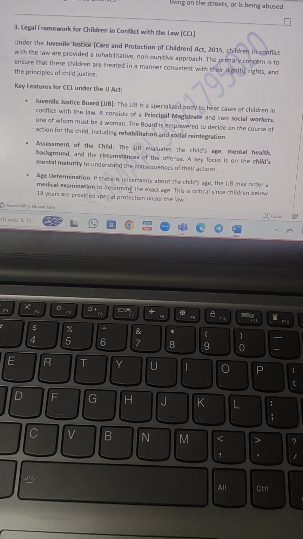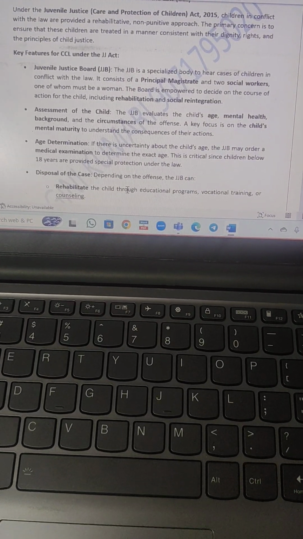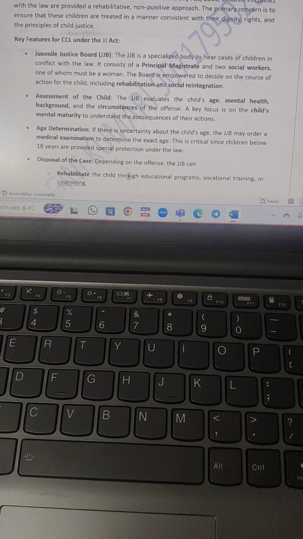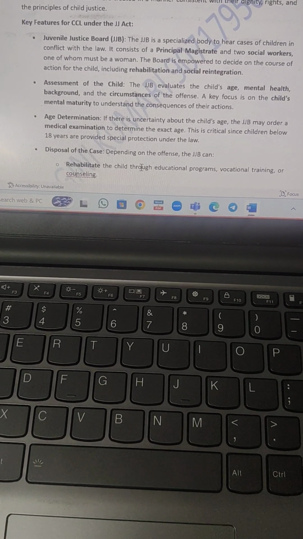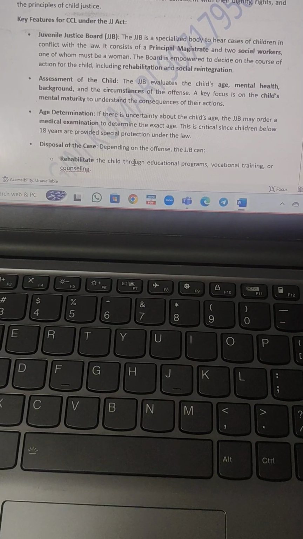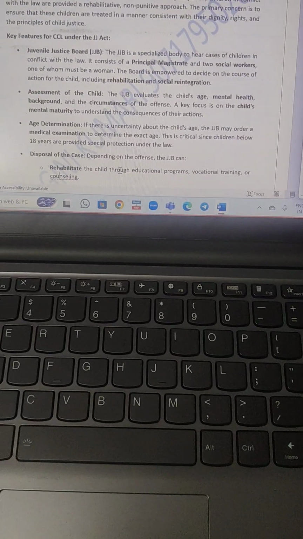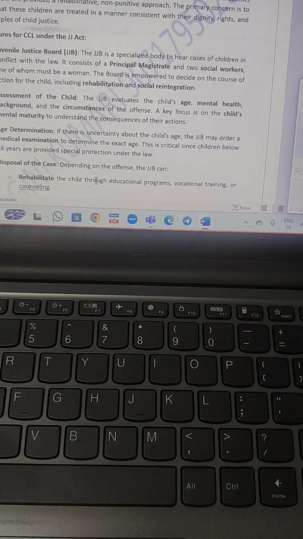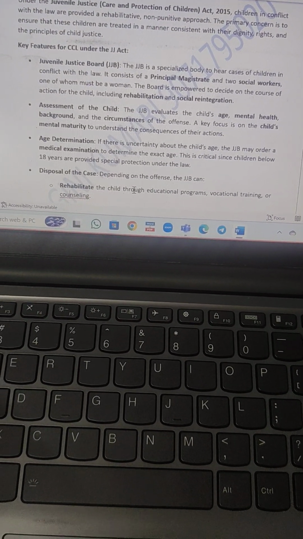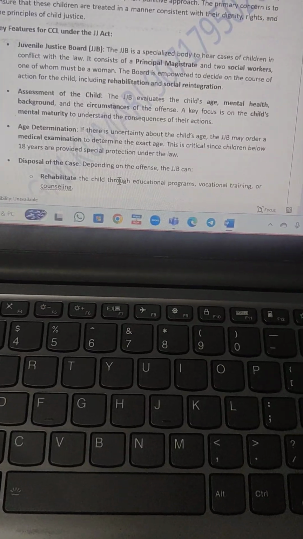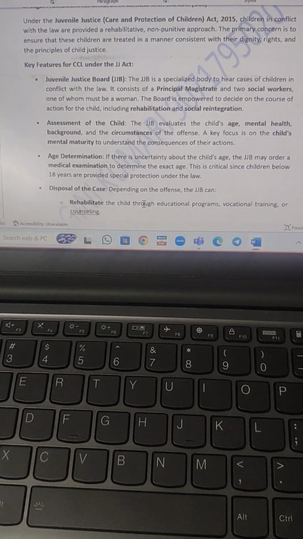Now, Juvenile Justice Board. So the JJ Board is a specialized body to hear the cases of children in conflict with law. It consists of a principal magistrate and 2 other social workers, one of whom must be a woman. The board is empowered to decide on the course of action for the child, including rehabilitation and social integration, then assessment of the child.